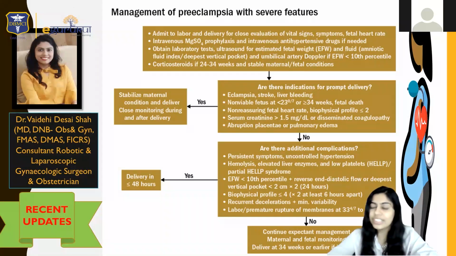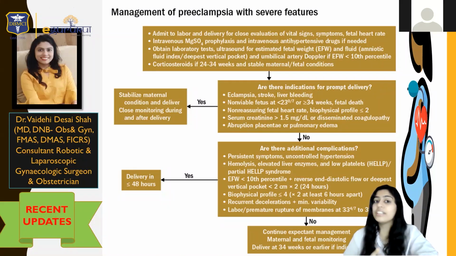Corticosteroid if the gestational age is less than 34 weeks, and recently it has been said if it is less than around 36 plus 6 days, right? So recently they have said that even if the gestational age is less than 36 weeks, we can give it. But in this case, definitely it should be given, with stable maternal and fetal conditions. Are there any indications of prompt delivery? The next question is, what are the indications of prompt delivery? Whether there is presence of eclampsia, stroke, liver bleeding, a non-viable fetus at less than around 23, 24 weeks, or the fetus is more than or equal to 34 weeks, or fetal death.